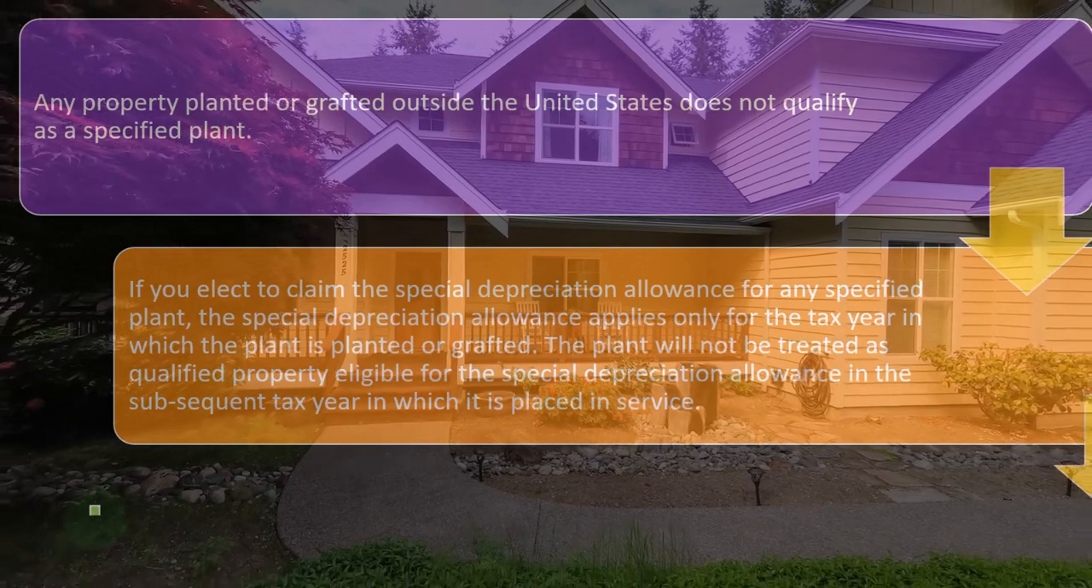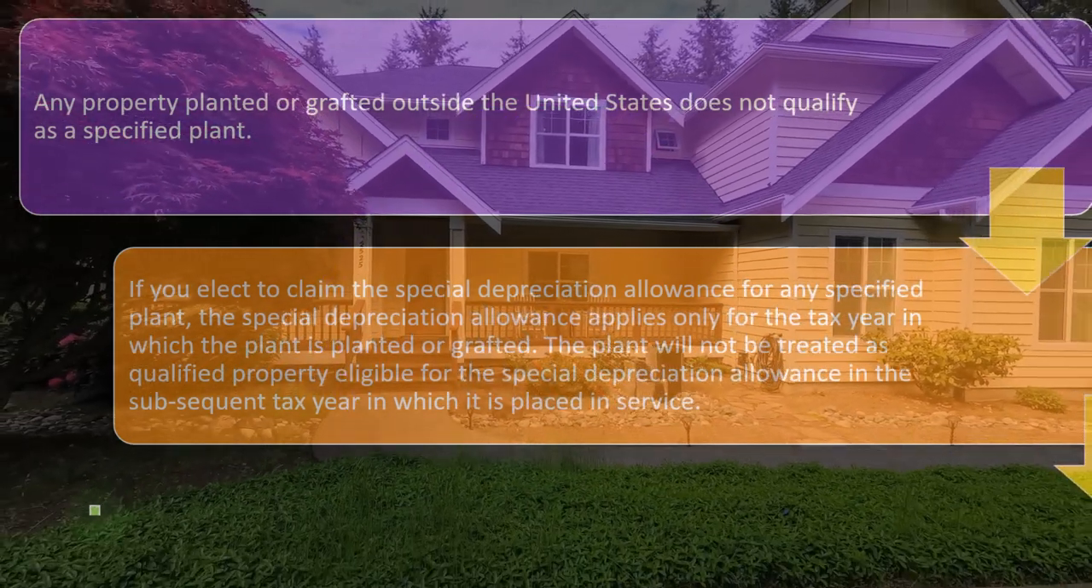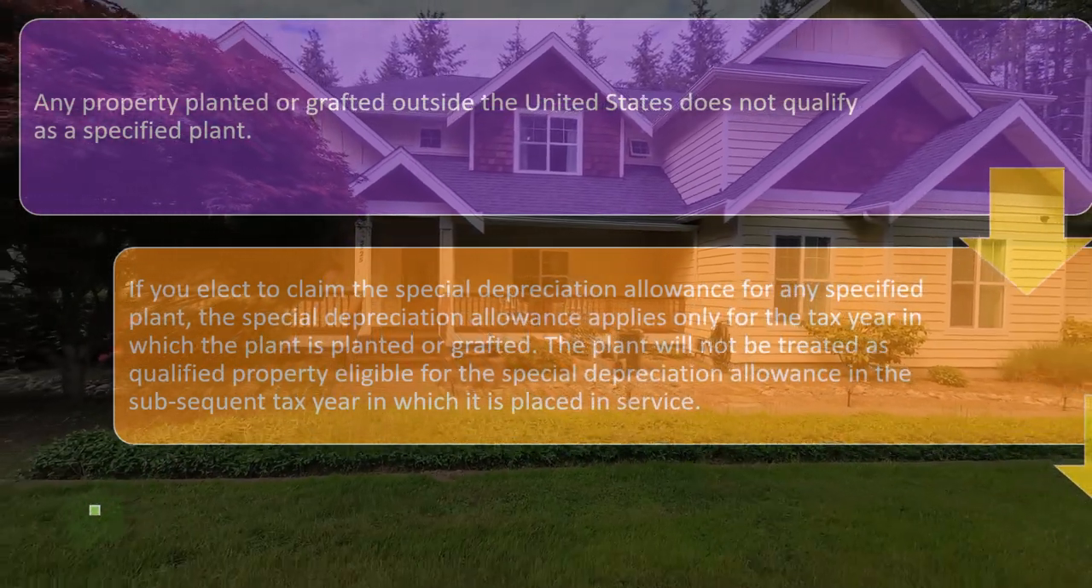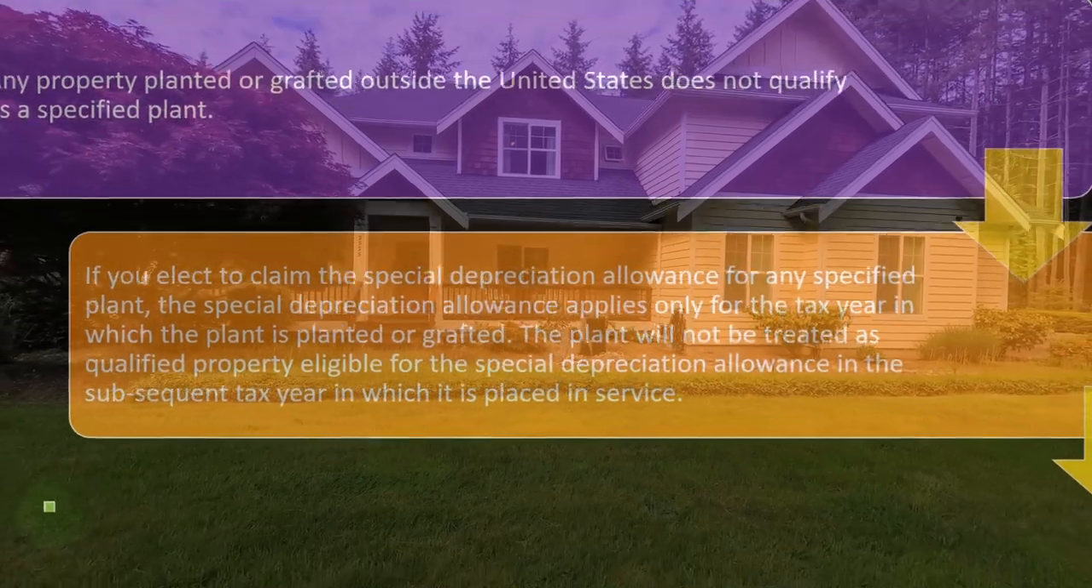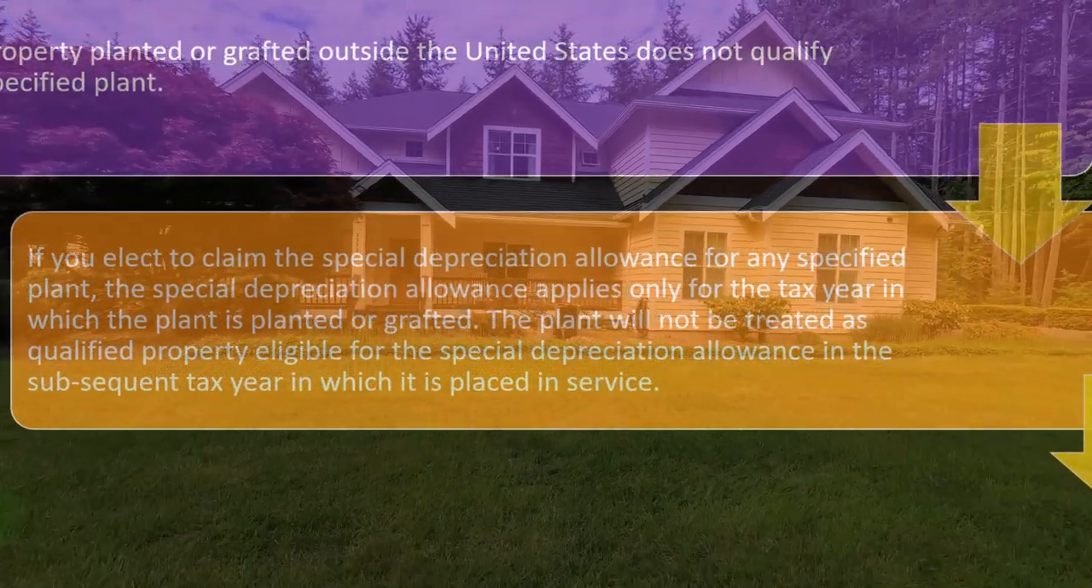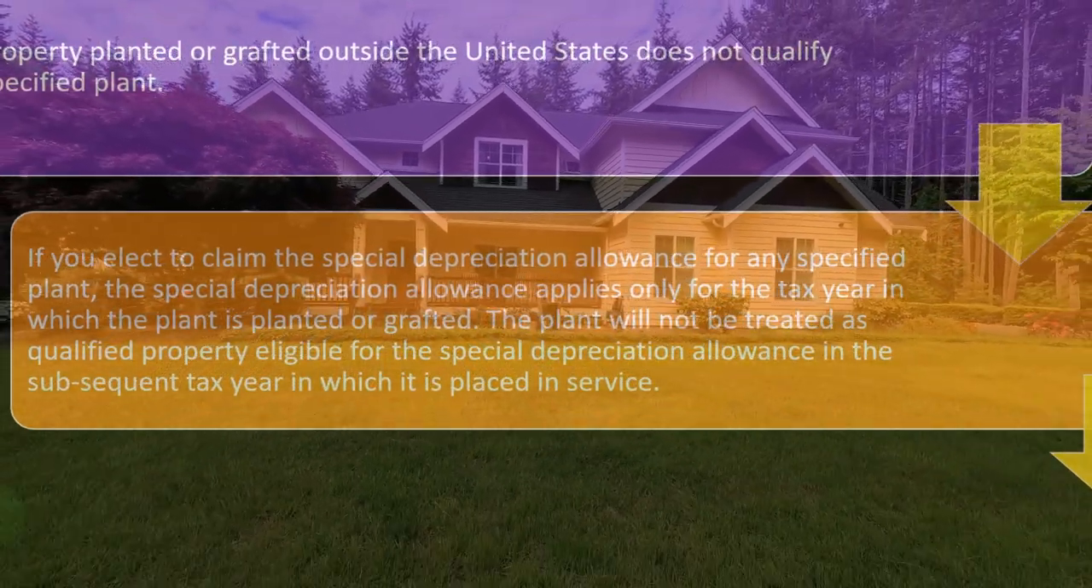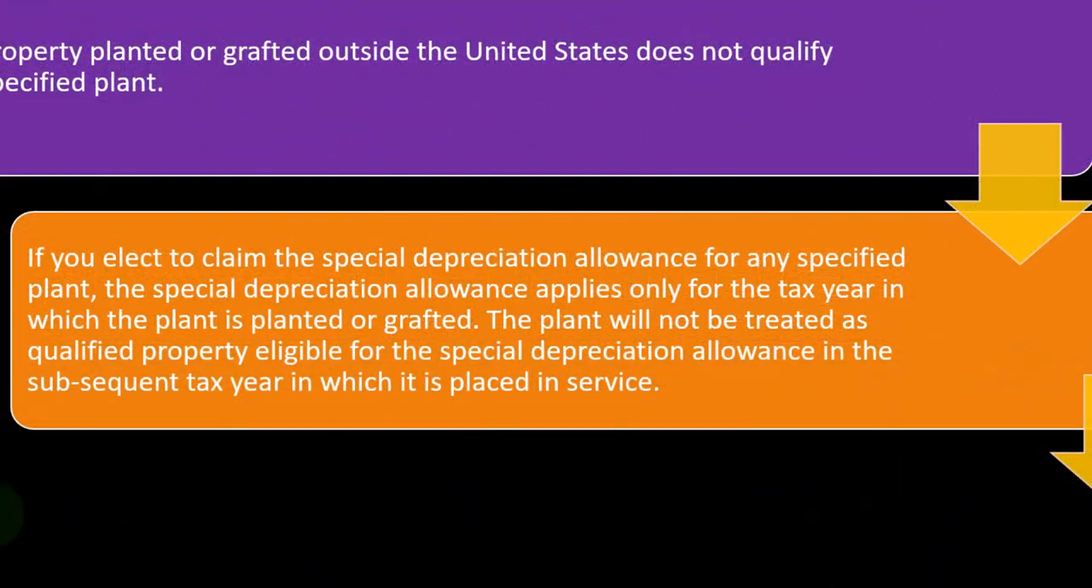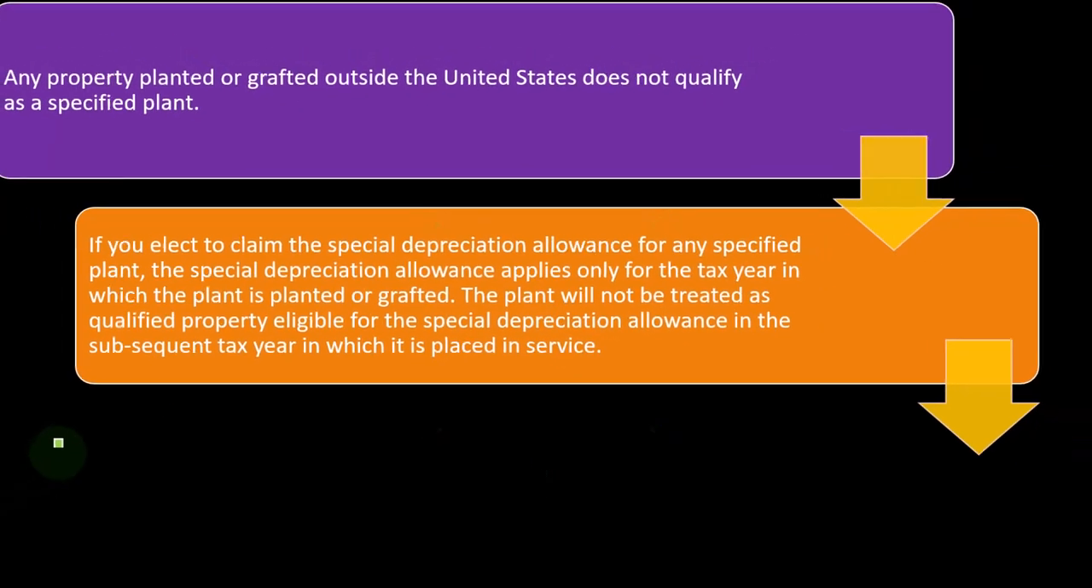If you elect to claim the special depreciation allowance for any specified plant, the special depreciation allowance applies only for the tax year in which the plant is planted or grafted. The plant will not be treated as qualified property eligible for the special depreciation allowance in the subsequent tax year in which it is placed in service.